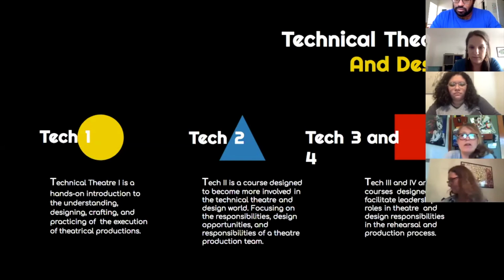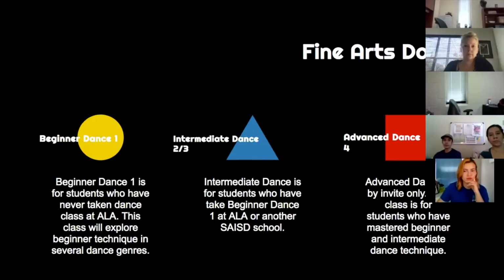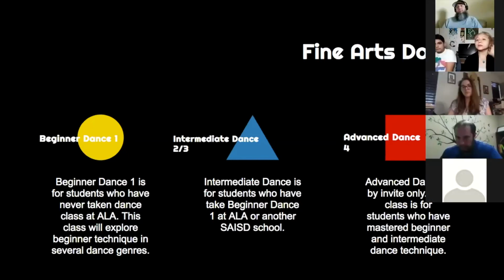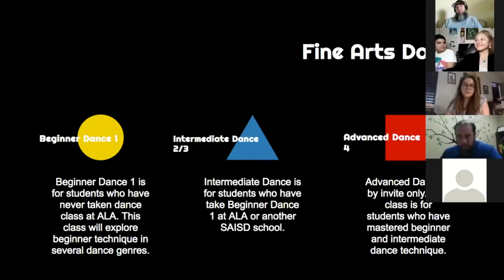The third theater course that we're taking is Technical Theater and Design, Tech 1, Tech 2, Tech 3, and 4. And on some of my rolls, I've seen your names already, and I'm excited about some of the projects that we're doing today that'll transfer to virtual theater. We also have Fine Arts Dance, and there are 3 levels of dance offered this year, which is new and exciting.